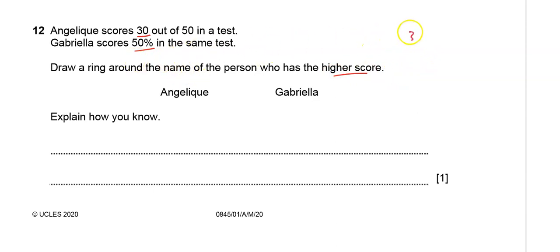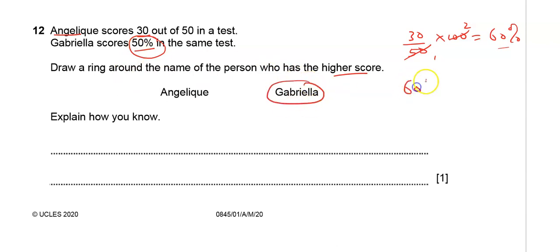So 30 out of 50 times 100. We convert it to 100 by multiplying by 2. So 30 times 2 gives us 60%. That is for Angelic 60%, and Gabriela at 50%. So Angelic scored the highest because 60% is greater than 50%.